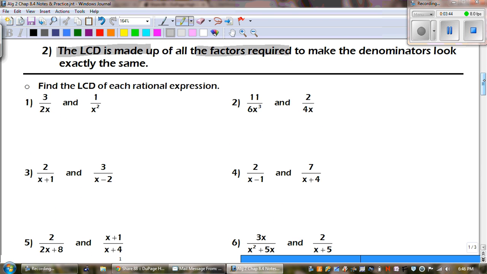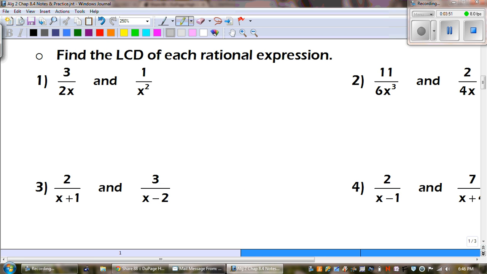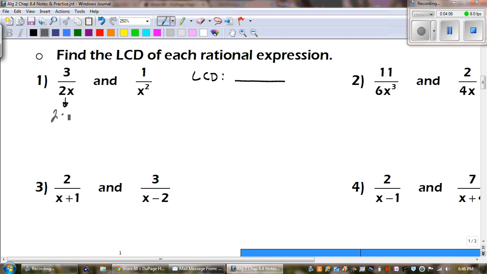So I know it sounds a little difficult or confusing, but once we go through a couple of examples, you should get the hang of this. Okay, so the first thing, we are only trying to find the LCD. Okay, so step number 1 said to factor. When I factor, this equals 2 times x. And when I factor this, this is x times x. And I want them to be exactly the same. Okay, so what do they have in common? Well, they both have an x in common. So that's going to be part of my GCF.